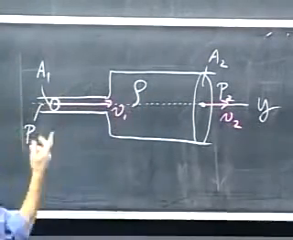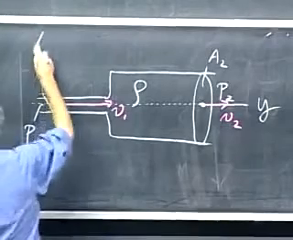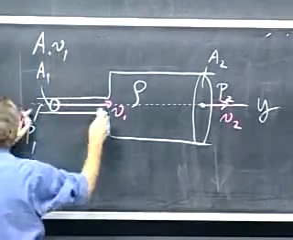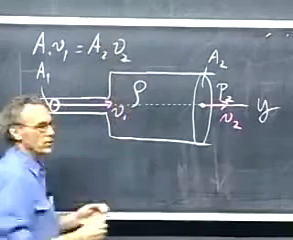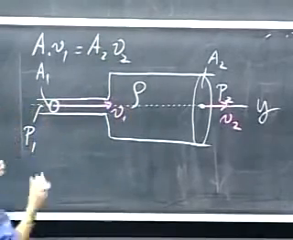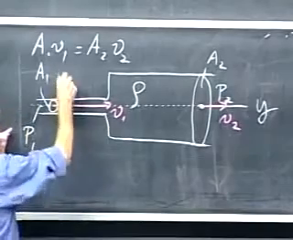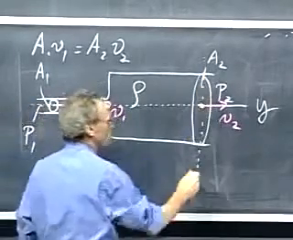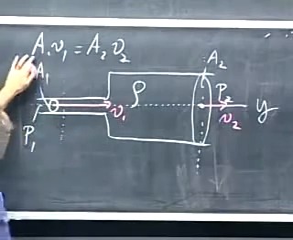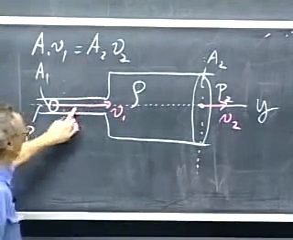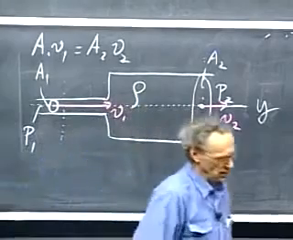And clearly V1 is way larger than V2, because A1 times V1 must be A2 times V2, because the fluid is incompressible. So the same amount of matter that flowed through here in 1 second must flow through here in 1 second. And so these have to be the same. Since A1 is much smaller than A2, this velocity V1 is much larger than V2.